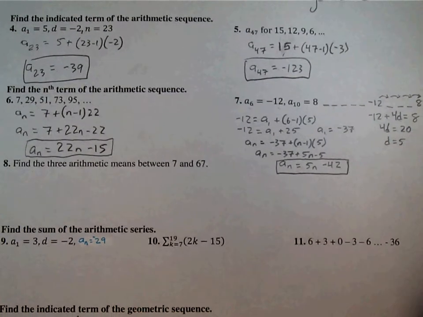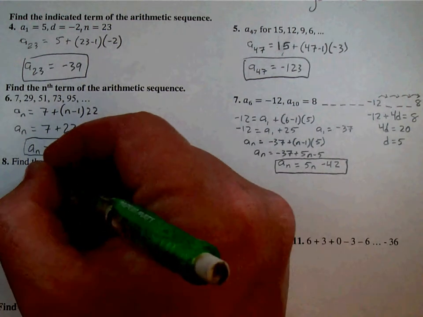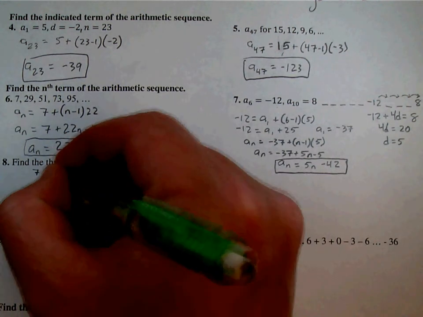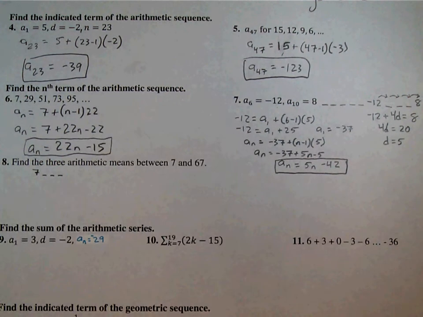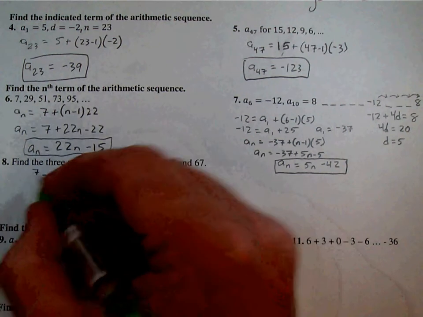Okay, number 8. Find the three arithmetic means between 7 and 67. You're certainly welcome to illustrate this. So we have 7, then we have 3 blank terms, 3 arithmetic means, and then we have 67. Similar to the last problem.